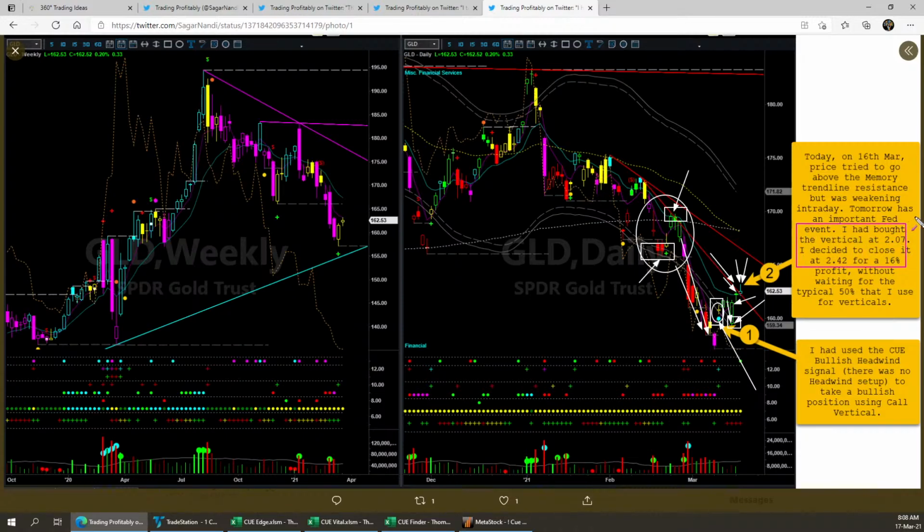I had bought the vertical at 2.07 and closed it at 2.442 without waiting. That was a 16% profit. I didn't wait to get 50% of max profit. This was a case where there was no proper Q trade setup if we applied the checklist, but I was bullish and I used verticals to take a defined risk trade and exited it also at a Q resistance level.